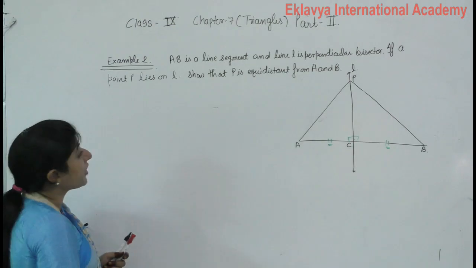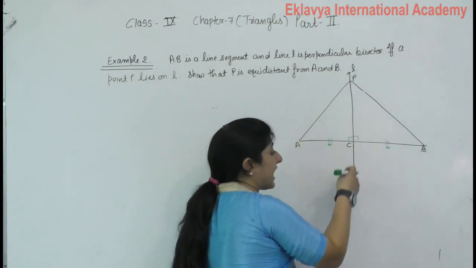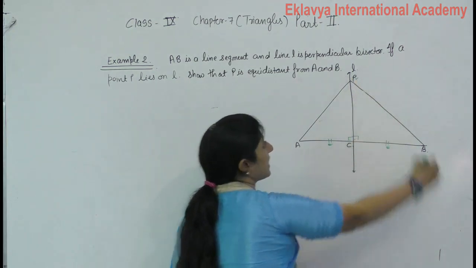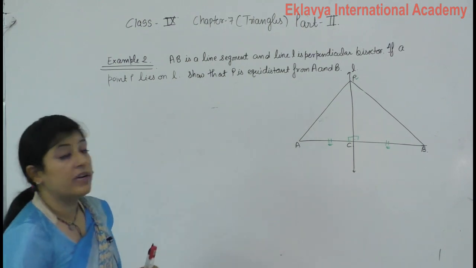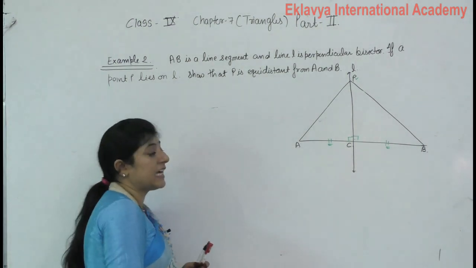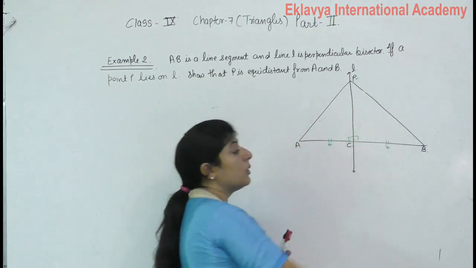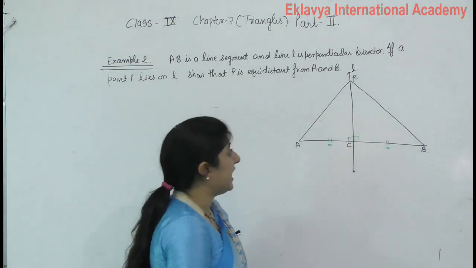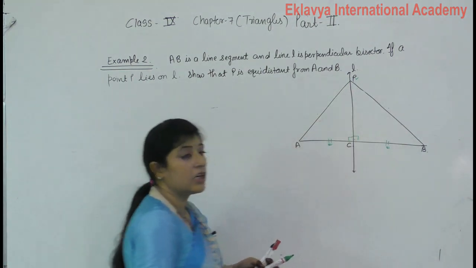Next, if a point P lies on L, show that P is equidistant from A and B. It means we have to show that P's distances from A and B are equal.